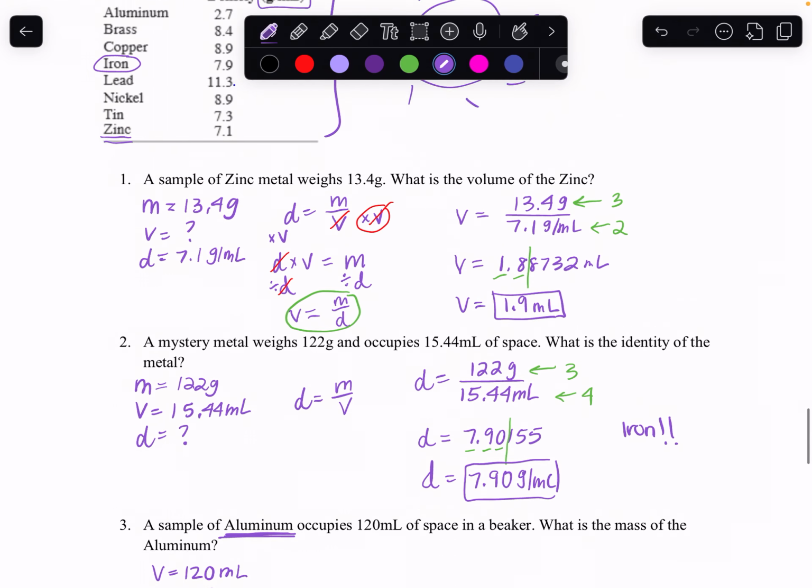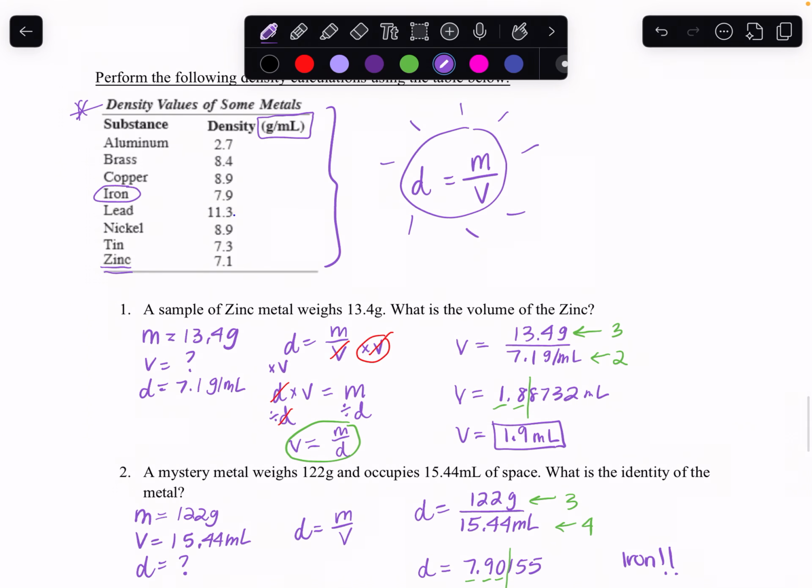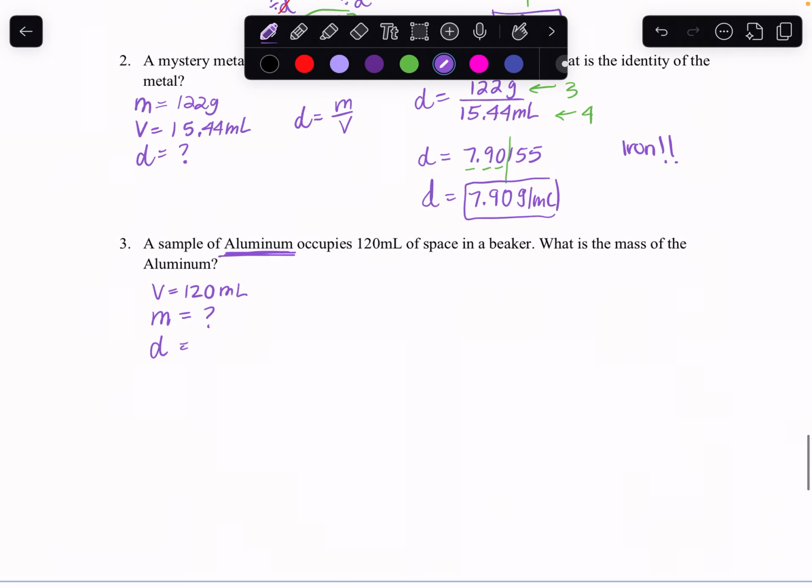Let's go back up to the chart. Let's see right up here. It's the first one listed at the top. So aluminum is going to be 2.7 grams per milliliter. So I'll come down here and I'll write that. 2.7 grams per milliliter. Amaze. So I have everything I need. Now the question is, how do I solve for mass?